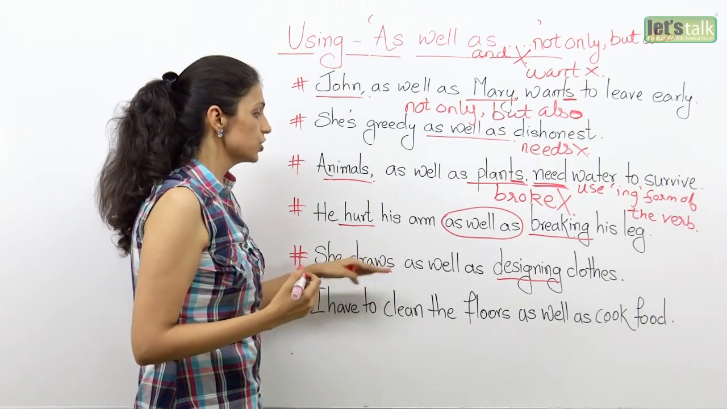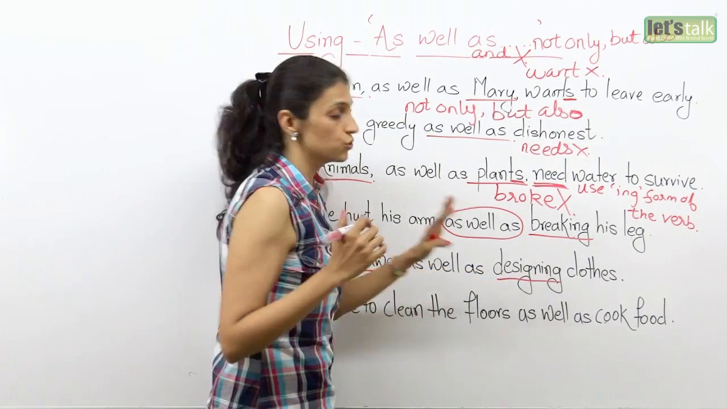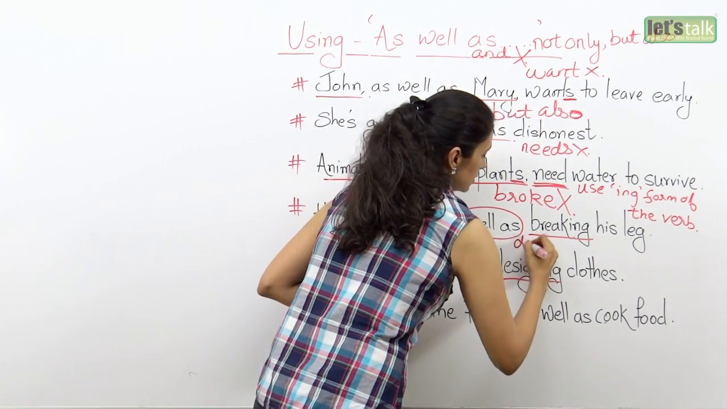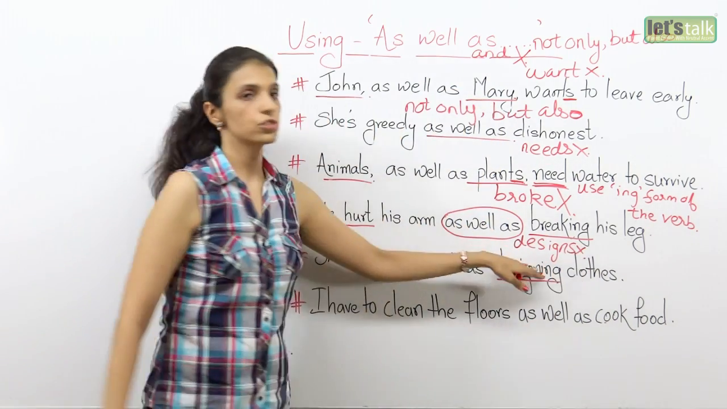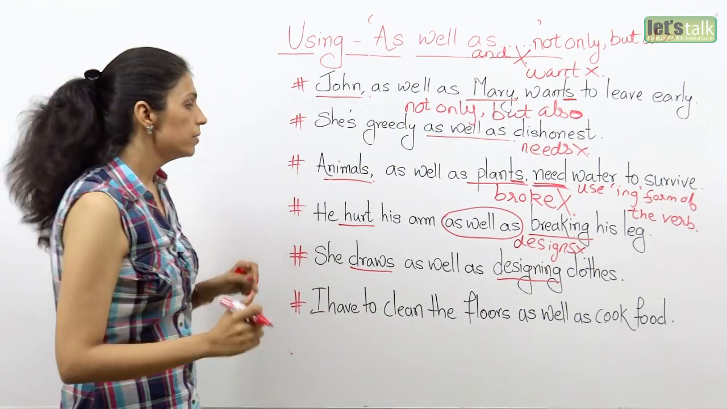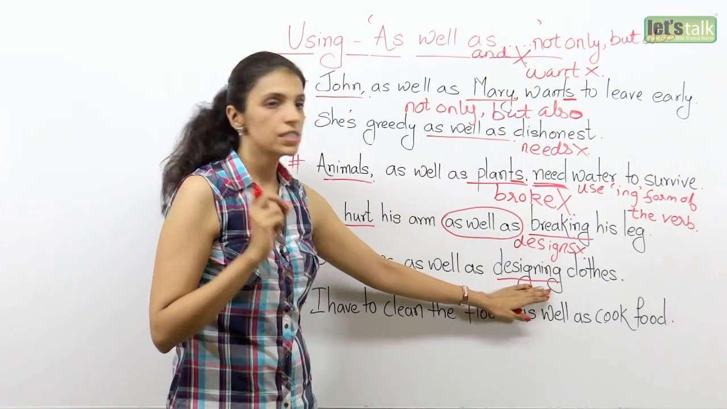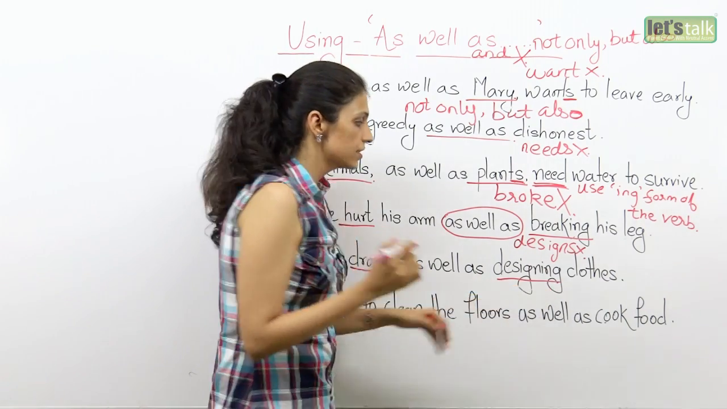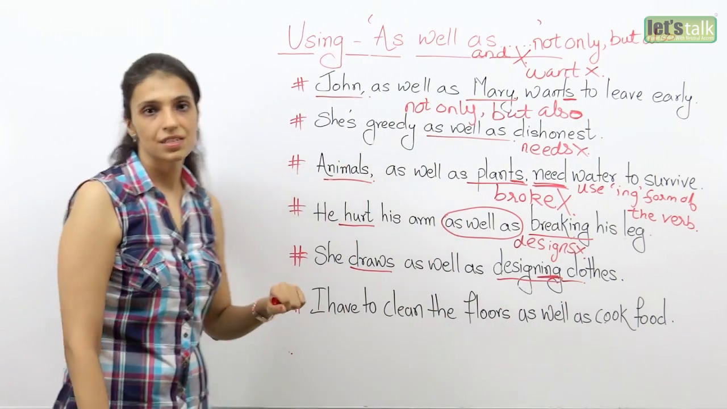Okay, so she draws as well as designing. Do not say as well as designs. Fine. Again, the most common error. This is absolutely incorrect. Remember, the verb that follows as well as is always in the ing form. This is very, very important as a lot of people make mistakes here.